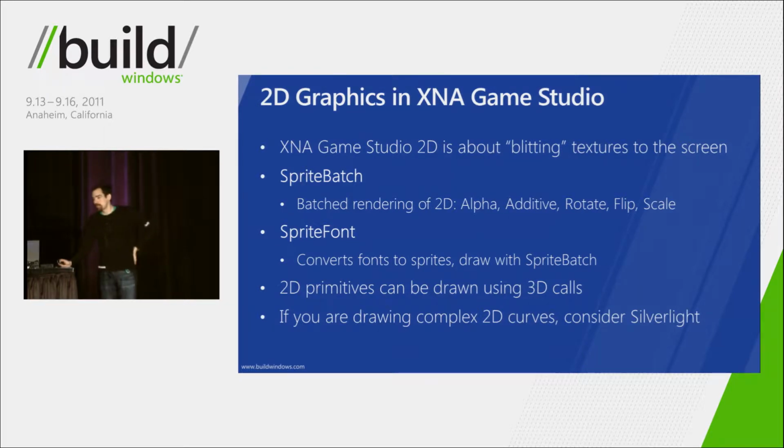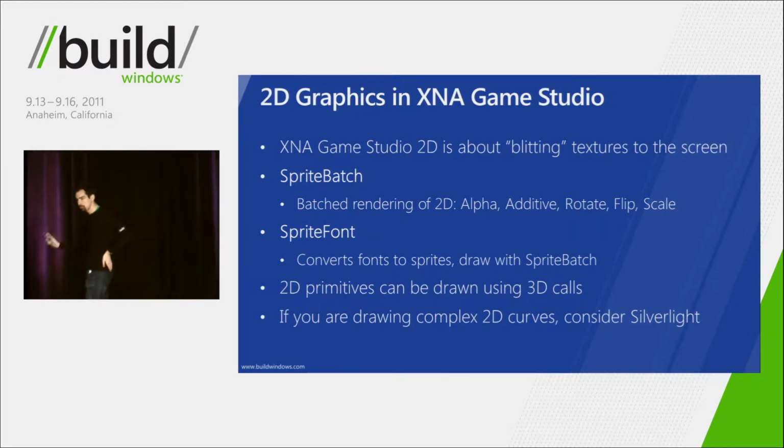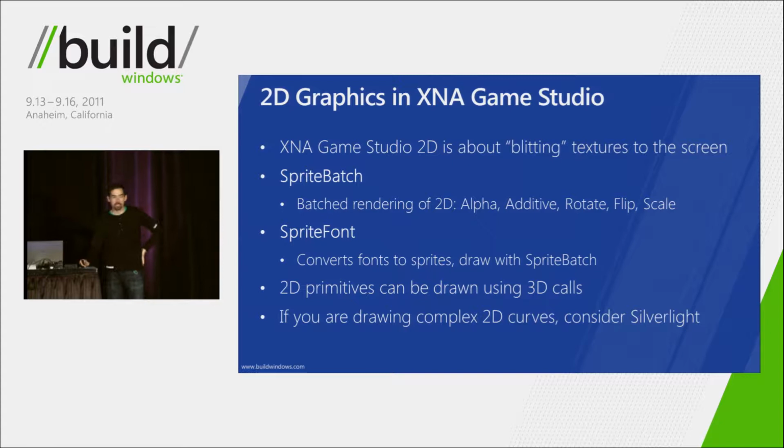Now, because that's the goal, XNA Game Studio offers you tools to do this very fast and very easy. The first and most important is called Sprite Batch. It's a class that's given to you automatically, and it supports batched rendering of 2D textures. And you have a ton of options. I think there's half a dozen overloads.